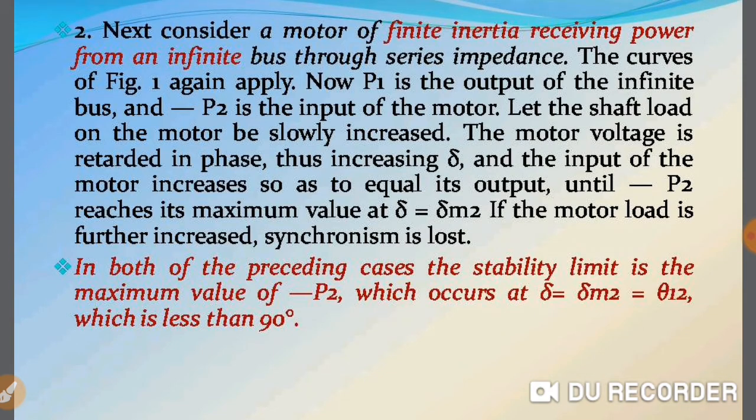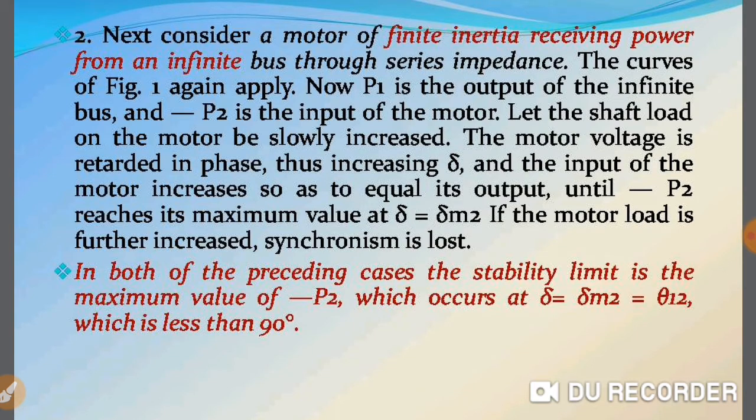Now let the shaft load of the motor be slowly increased. We are slowly increasing the load on the shaft. So what will happen? The motor voltage is retarded in phase now. So your del will start increasing, and also the input of the motor is increasing, so that it is equal to the output until P2 reaches its maximum value.